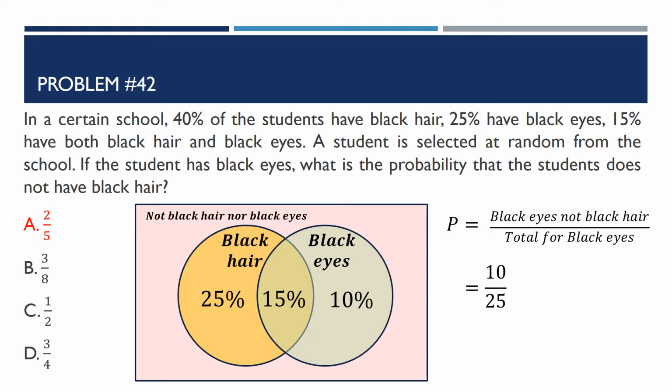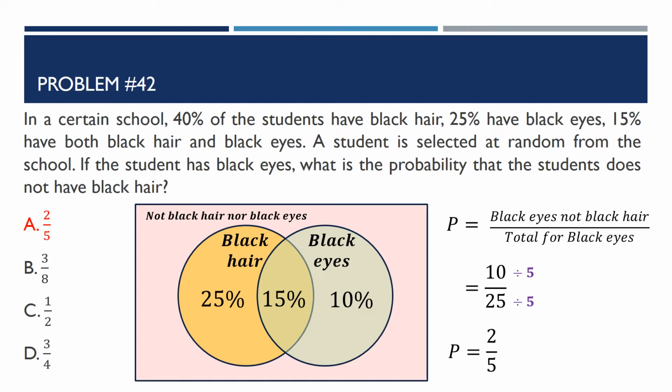Since we have figured out that it's 10% who have black eyes and not black hair, and it's given that the total of students with black eyes is 25%, so it's 10 over 25. And then we reduce it. We divide by 5 because both numerator and denominator are divisible by 5. As long as it can be reduced, we have to reduce. So 10 divided by 5 is 2, and 25 divided by 5 is 5. That's why the answer is 2/5.